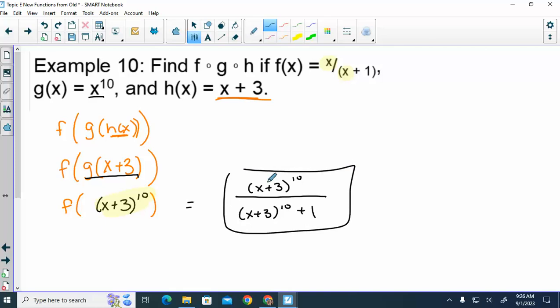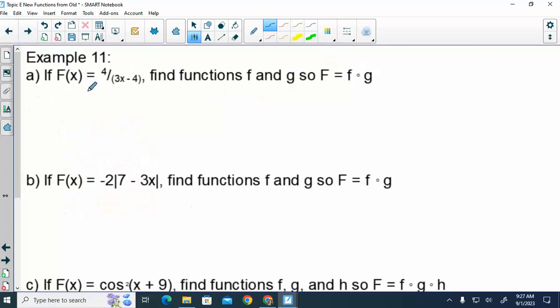Okay, so we can do as many compositions as we want. We just keep working one, get that answer, put it into the next. Final thing, I want to try going backwards. So if I tell you the composition, can we figure out what the original functions were? Or a possibility, because sometimes there's multiple options.